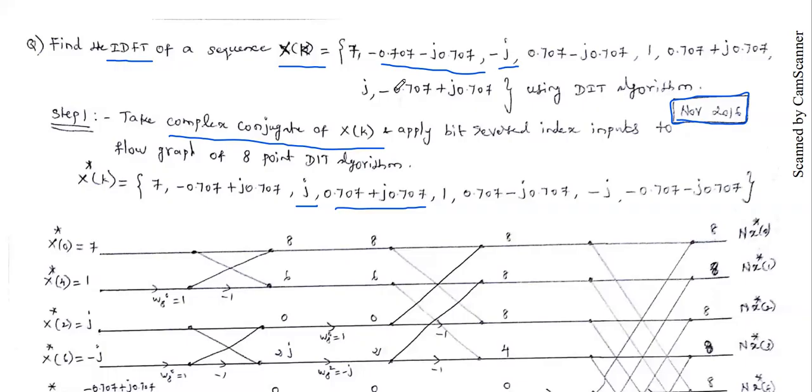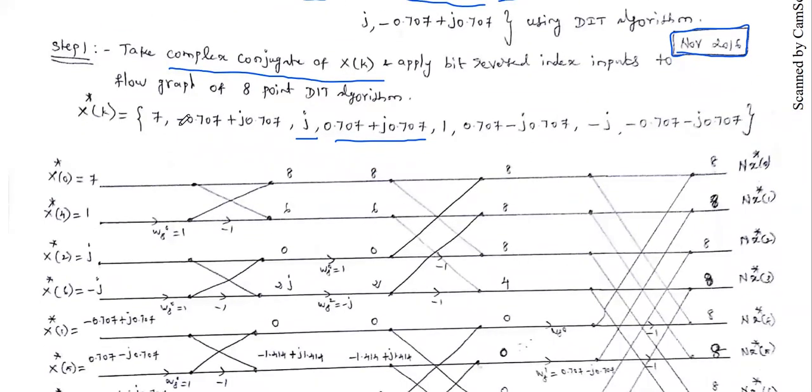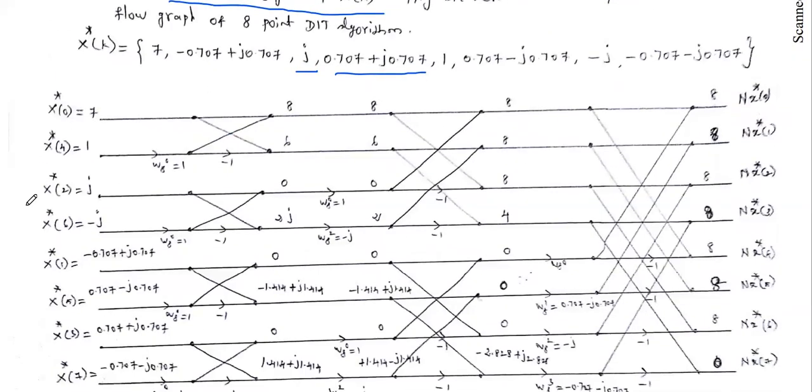Similarly, we have to take the complex conjugate of each data in X of k and write it. This is the X complex conjugate of k, and we apply it as input to the DIT algorithm. Already you know how to draw this DIT butterfly diagram. Separately I posted one video on how to draw this butterfly diagram. If you want to learn, go and learn that one. I will give the link for that video in the description box.